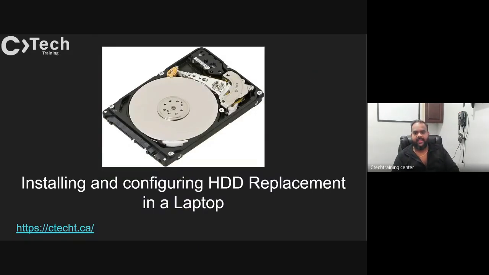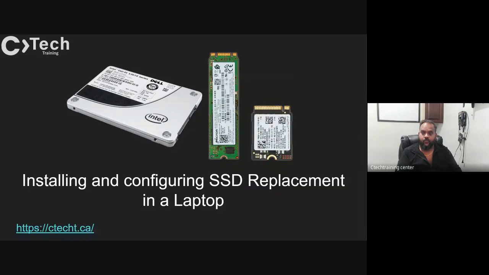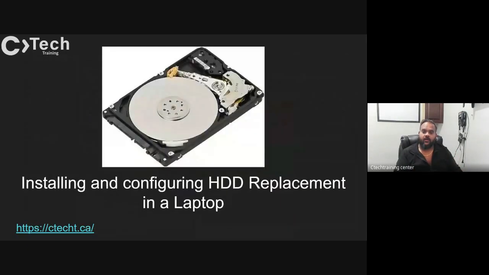Installing and configuring an HDD, which is hard drive replacement in a laptop. The difference between a hard disk and an SSD is that both are storage, but one is called a solid state drive and one is called a hard disk. A hard disk is the older, more traditional drive, which has a spinning disk, as you can see here. Which means the data write and read is much slower, but it's meant to last longer.